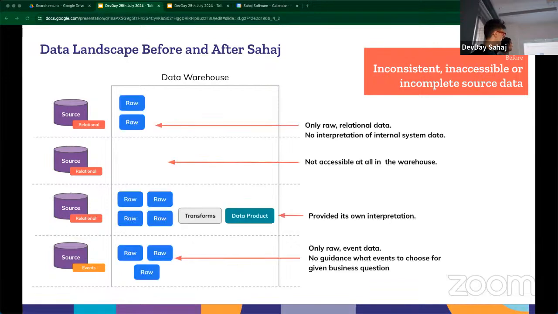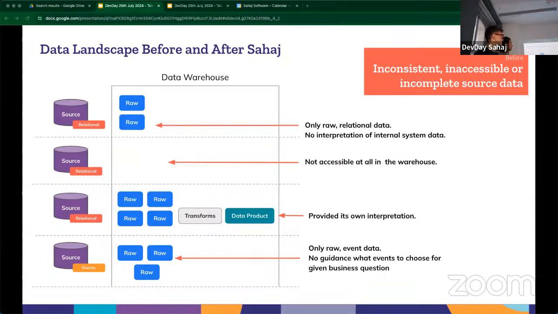We saw a wide spectrum of states of data. On one end, some data was just not available at all in the data warehouse. It wasn't accessible to people to consume and analyze. At the other end of the spectrum, some data had a well-designated data owner within the business. They applied their own level of curation and interpretation on top of the data and made it available downstream to consumers. And then we also saw everything in between.